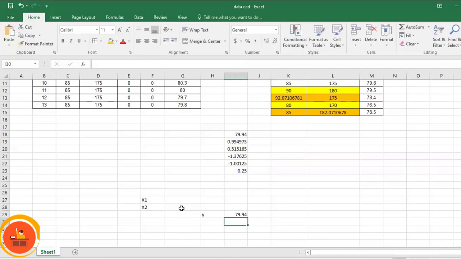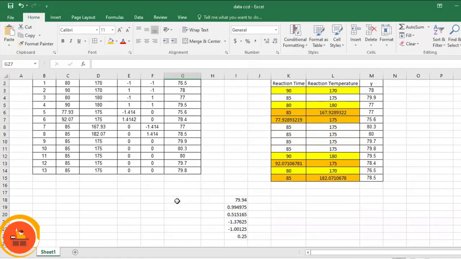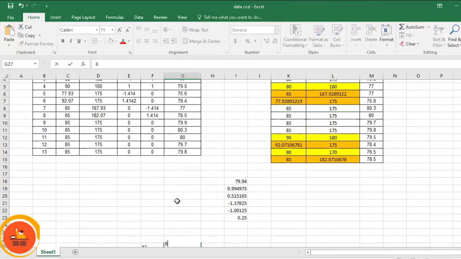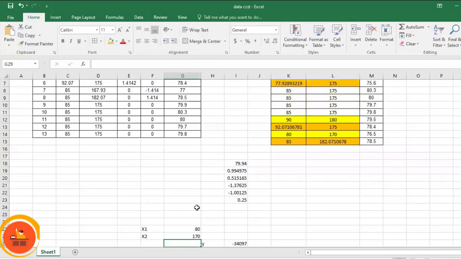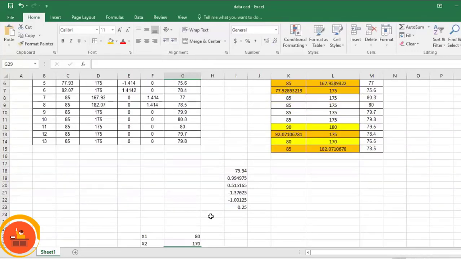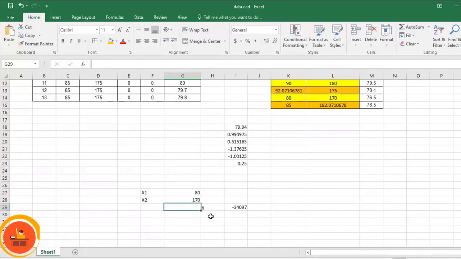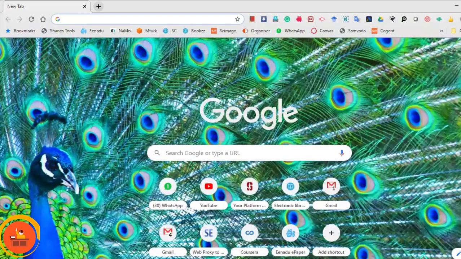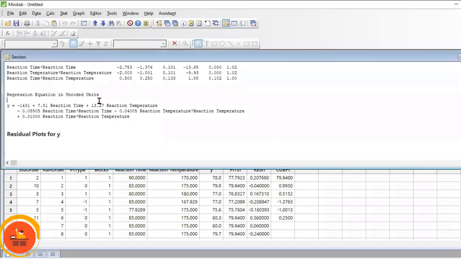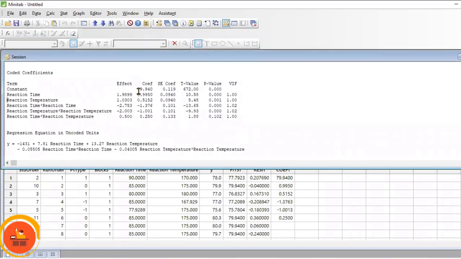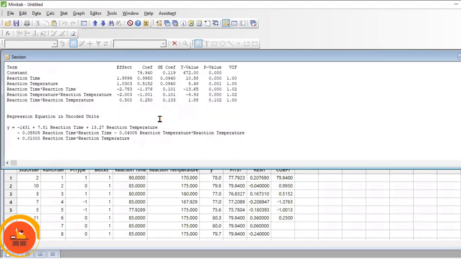Now if I try to enter the values here, like for example, I require 80 and 170, I'll get the predicted value here. Since I have considered the coded terms, yes, I have considered the coded coefficients. So coded coefficients means we can definitely get the change in value.